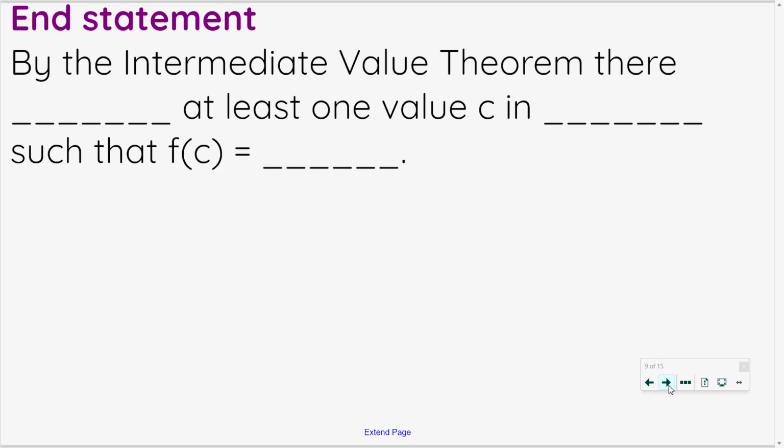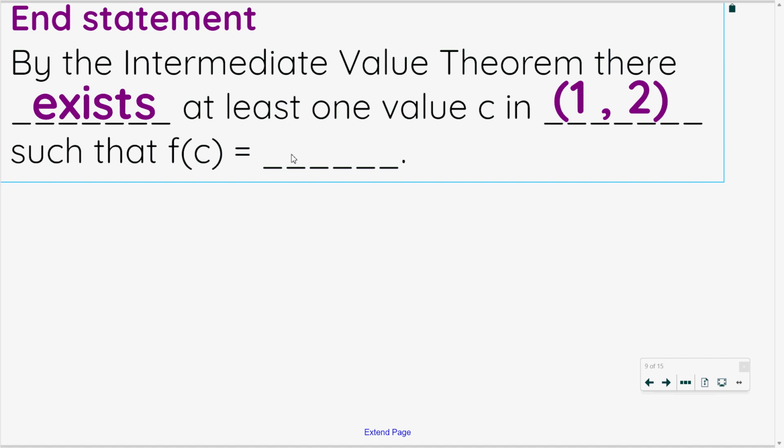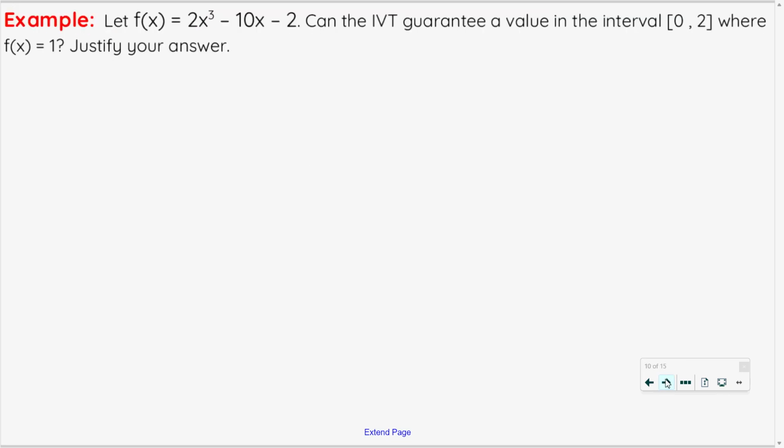So let's try our end statement. We can say by the intermediate value theorem, there exists at least one value c in the open interval (1, 2) such that f of c is equal to 0. That would be my end statement. Okay, let's try another example. So I have f of x. I want to know, can the intermediate value theorem on the interval [0, 2] guarantee a value in between 0 and 2 where f of x is equal to 1?